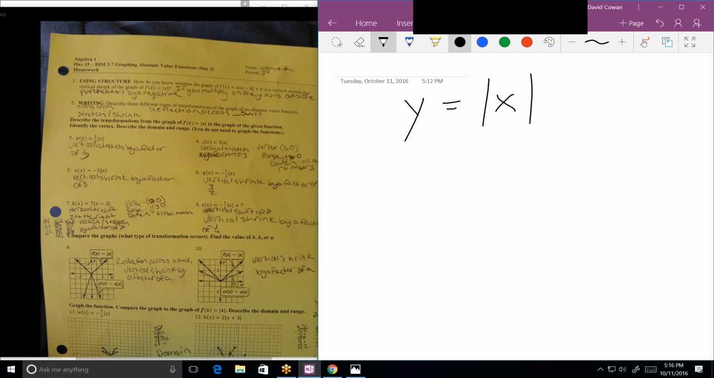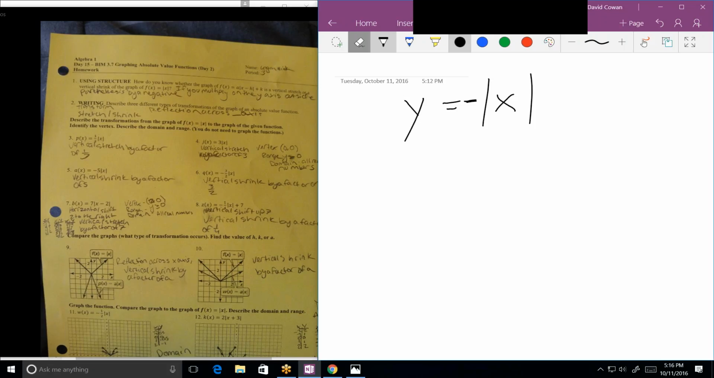In other words, reflections are only accomplished with negative signs. If I put a negative sign in front of the absolute value, that's a reflection over the x-axis. It's a vertical reflection. If I put a negative sign in front of the x inside the absolute value, that's what represents a reflection over the y-axis. You with me? Yeah.